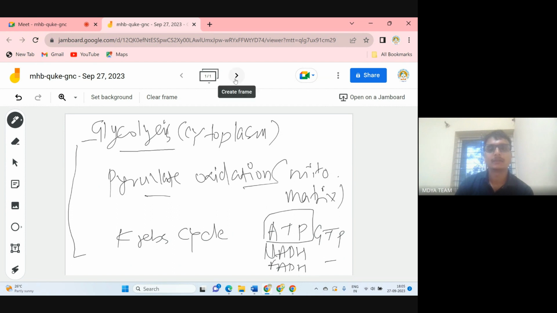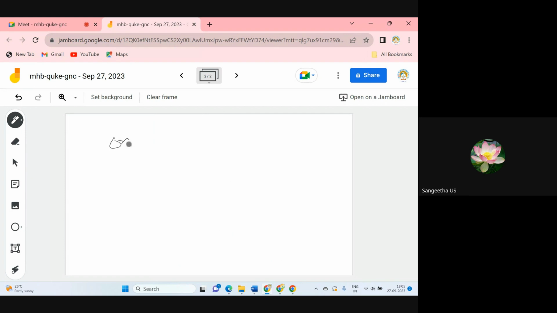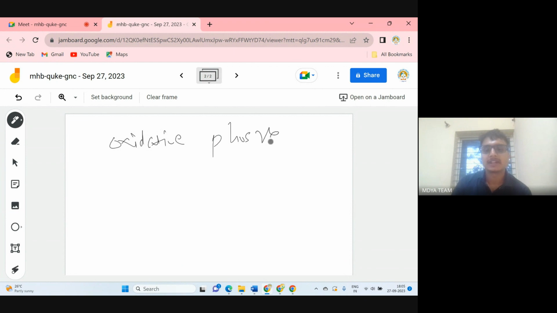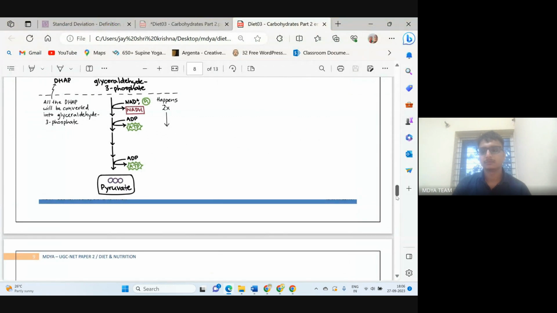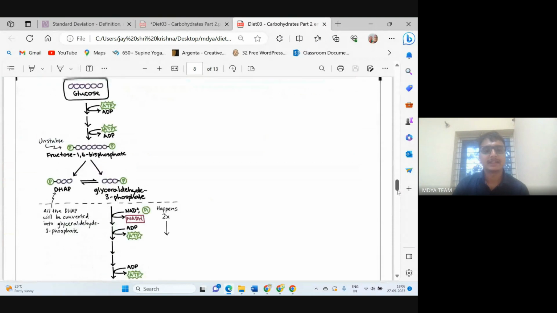What was the name of that fourth step? Oxidative phosphorylation. Okay, so this is the basic outline of what we are studying. We already discussed glycolysis, so I'm sharing a presentation with you. Glycolysis happens in the cell cytoplasm.